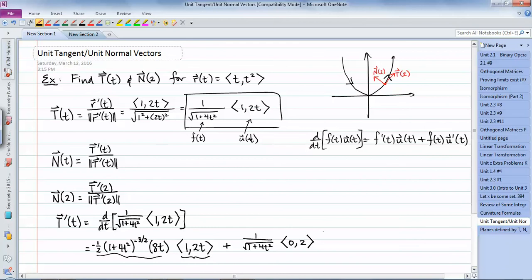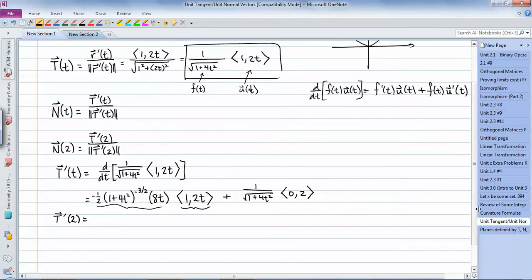Okay, so that's pretty ugly, but we don't have to simplify it. All we have to do is plug in 2. You can imagine that trying to simplify this and then figure out its length would be pretty annoying. But when you plug in 2, it simplifies pretty well. I mean, it's still kind of ugly, but at least it simplifies.